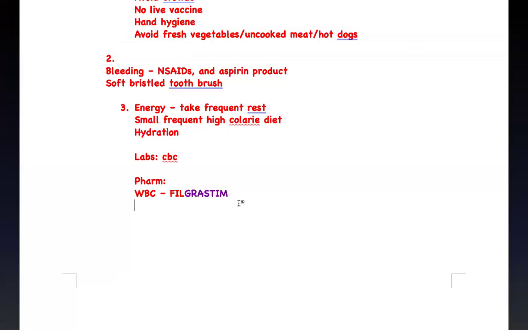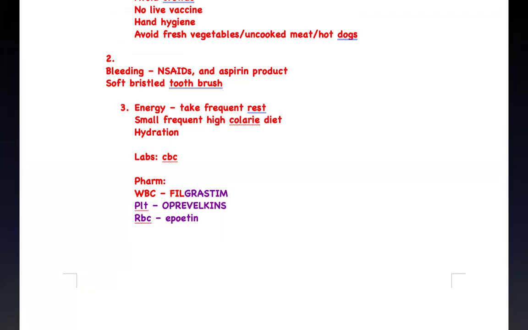It increases your white count. If you want to increase their platelets, we call it Oprelvekin. And if you want to increase their RBC, you give them epoetin alfa. So these are 3 medications you should be familiar with.